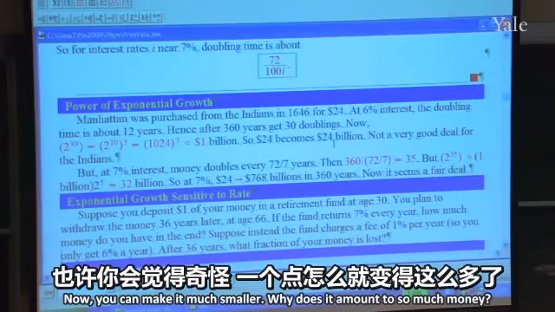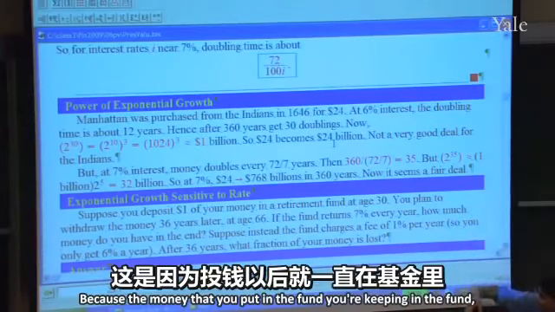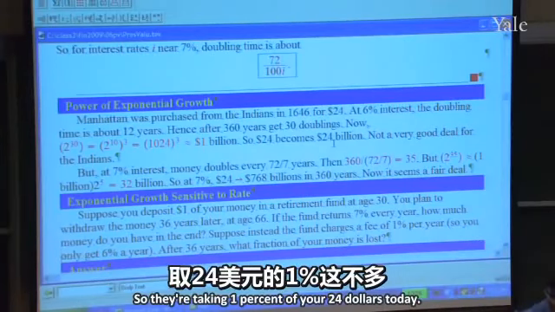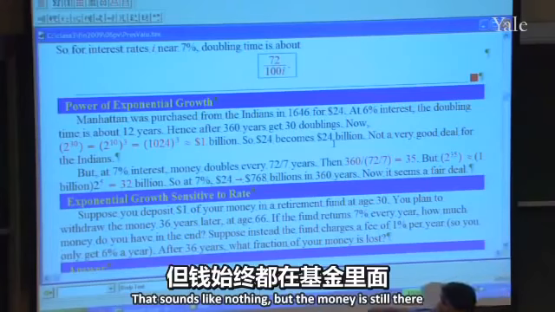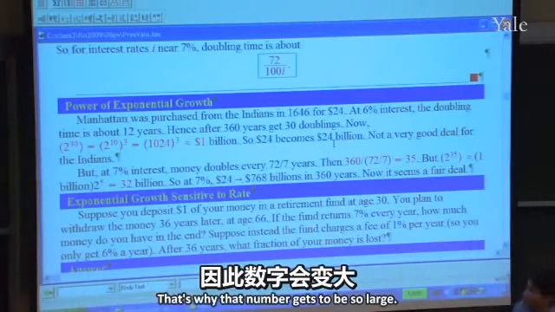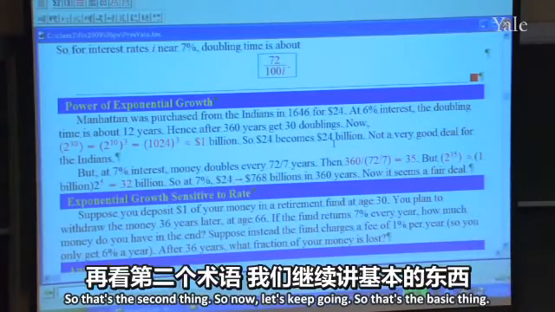Why does it amount to so much money? Because the money that you put in the fund, you're keeping in the fund. So it's growing and growing and growing. They're taking 1% of your $124 today. That sounds like nothing. But the money's still there. And now, 40 years later, they're taking 1% of a much bigger number. That's why the number gets to be so large. Okay, so that's the second thing.